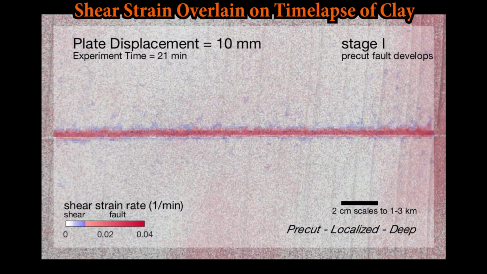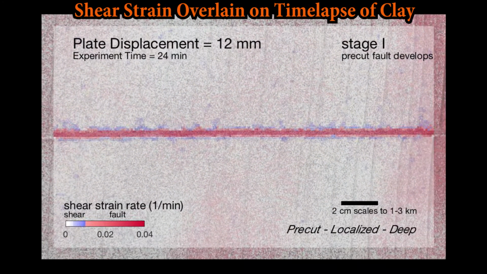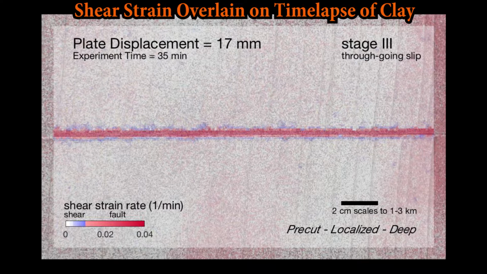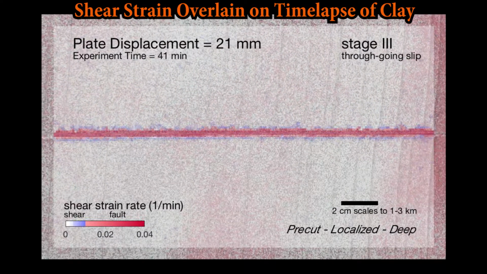Stage 1, stress overcomes initial strength, fault begins to slip. Here we can see the shear strain, which is the blue and red, overlain on the time-lapse of the clay. Notice that there is no stage 2 in pre-cut experiments as echelon faults do not form. Stage 3. Fault reaches residual strength, meaning the slip rate is constant and the fault has stopped weakening.